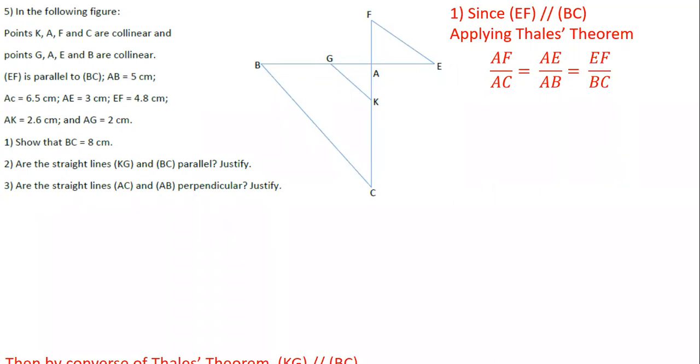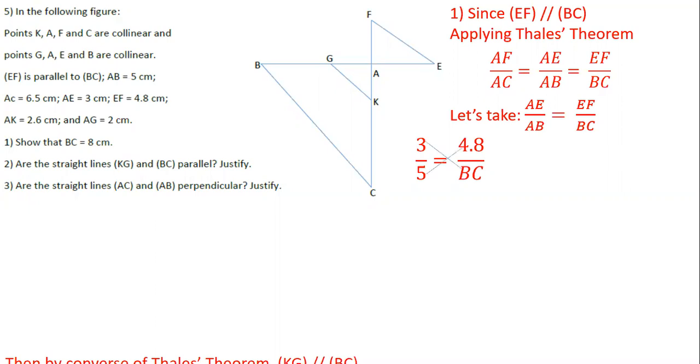So we take the second ratio with the third, okay, Reem? Yes. Now let's replace. AE is 3, AB is 5, EF from the question is 4.8, and BC we leave as it is because we are calculating BC. Now what do we do, Reem? Cross multiplication. We cross multiply.